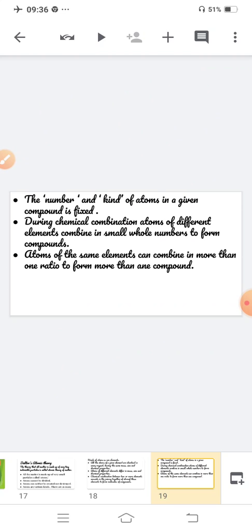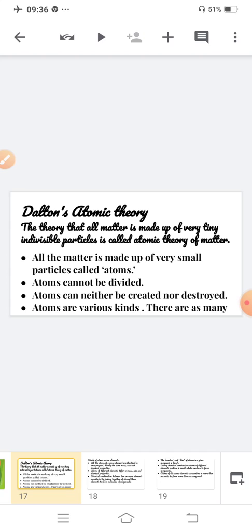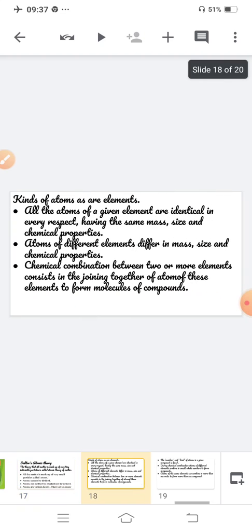So, these are the postulates of the Dalton atomic theory. I am reading once more. Listen carefully. All matter is made up of very small particles called atoms. Atoms cannot be divided. Atoms can neither be created nor destroyed. Atoms are of various kinds. There are as many kinds of atoms as there are elements. All the atoms of a given element are identical in every respect, having the same mass, size, and chemical properties. Atoms of different elements differ in mass, size, and chemical properties.